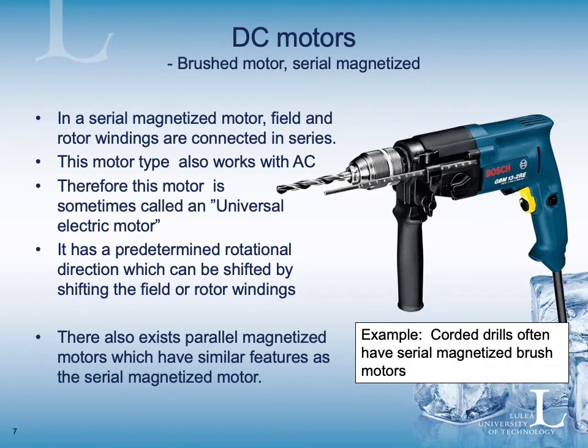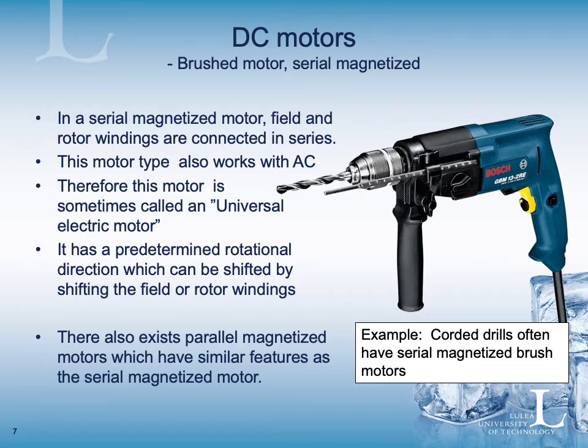Another type of DC motor is the brushed motor, serial magnetized. And this is interesting because, as an example, I show a corded drill which you power from a socket in the wall, 230 volt AC. And I talk about this as a DC motor. And I will come to why.